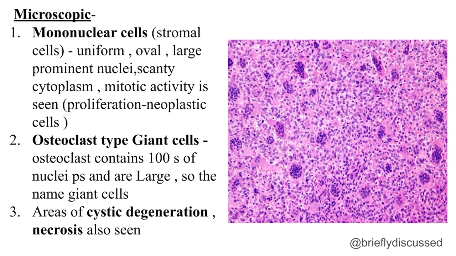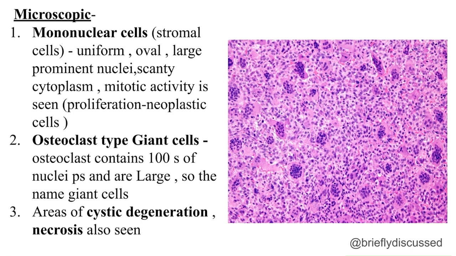If you can see in the picture beside, you can see all these neoplastic cells, which are uniform, oval, with scanty cytoplasm but a large nucleus. These are the mononuclear cells, and all these mononuclear cells will be clustered at one place to form this osteoclast giant cell. Osteoclast giant cells contain hundreds of nuclei and are large, so they are named giant cells. So the two babies of Shrek and Fiona are mononuclear cells and osteoclast giant cells.